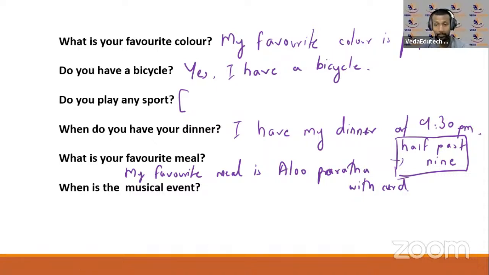Any musical event. आपके स्कूल में हो सकता है एक musical event, or in a hall it can be a musical event. You can tell about that. Right? When is the musical event? The musical event is at a particular time. Now time के बारे में आ जा रहा है. You can tell it's in the evening, right? The musical event is in the evening at, right? तभी आप time बता सकते हैं, right?